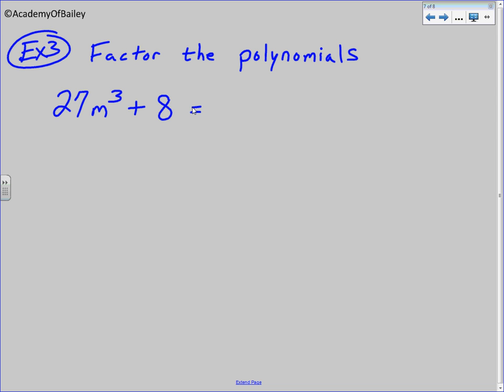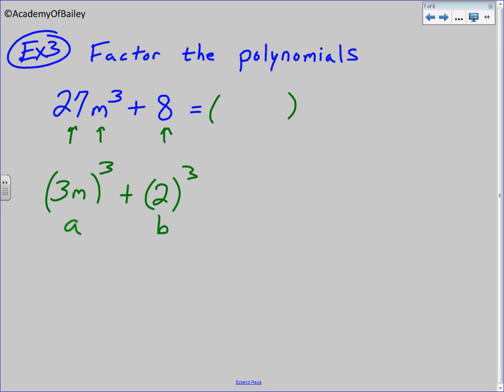Okay, we have to factor this. I know this is a perfect cube, this is a perfect cube, and this is also a perfect cube. So this is really going to be 3m to the third power, and this is 2 to the third power. So this is a, and that would be b. So we're going to have a plus there. A plus b goes inside the first parentheses. This part is going to be a squared, so let's square that. That's going to be 9m squared.